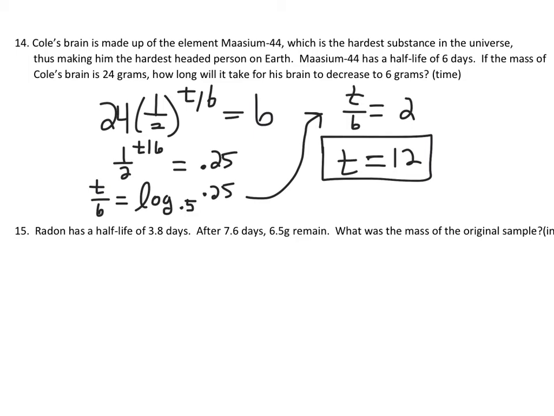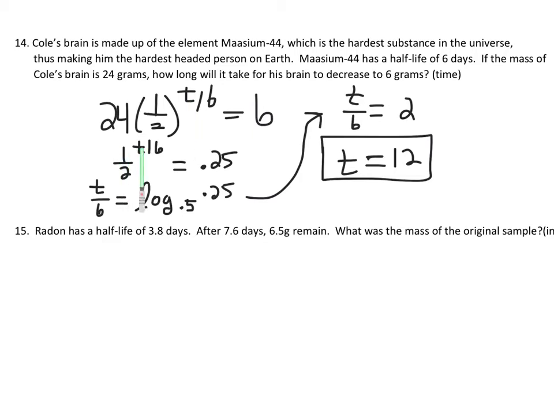All right, so we have 24 grams, that's our initial amount. We have a half-life, so we're going to use 1/2 to the T over 6. The half-life is 6 days, so T over 6 would be the time over 6 days. And that equals 6 grams, which is what's left. So we're going to solve for T in this case.